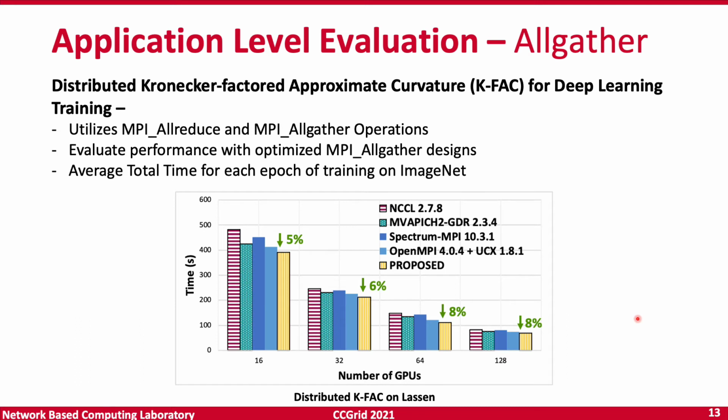And then we also did an application level evaluation of AllGather. We used the distributed KFAC for deep learning training. This application utilizes MPI AllReduce and MPI AllGather operations, and these are the two collective operations that take up some time. So we evaluated performance with our optimized MPI AllGather designs versus state-of-the-art, and the results are shown as an average total time for each epoch of training on ImageNet. So with different numbers of GPUs, 16, 32, 64 versus 128, we were able to show up to 8% improvement against the best performing communication library.